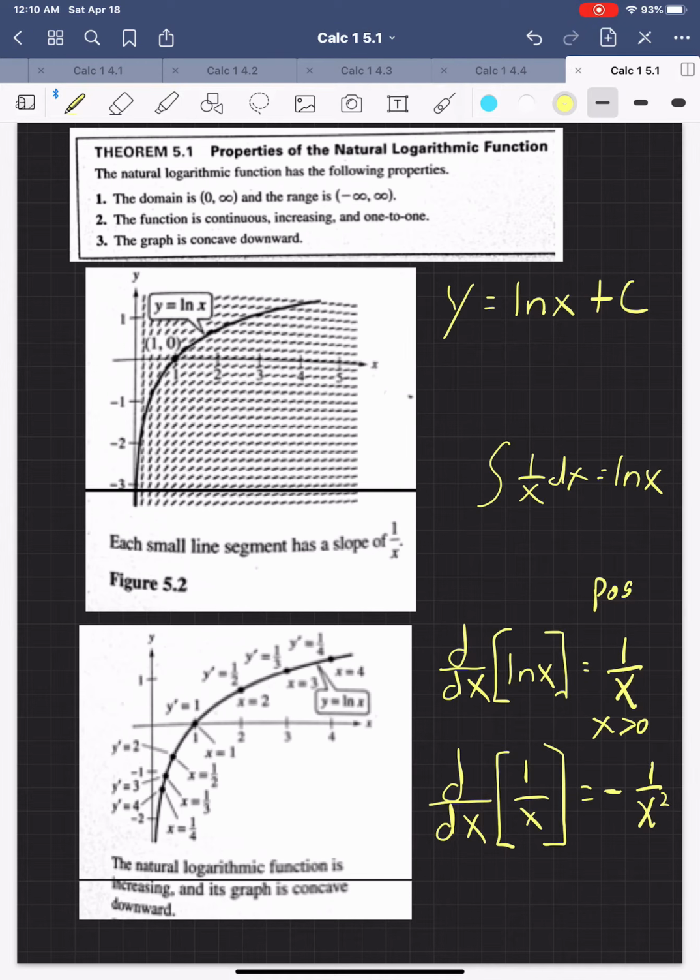Now, in this particular case, for all x values greater than 0, your second derivative is always negative, right? If you plug in a 2, that would be negative 1 over 2 squared, or negative 1/4. So if your second derivative is always negative, then you can see why it would always be concave down.